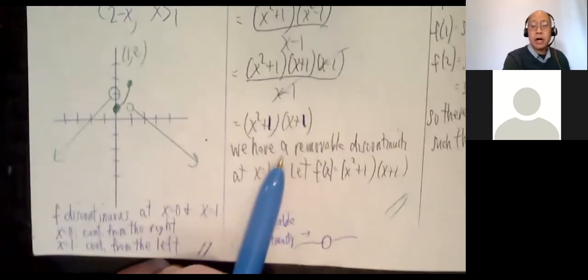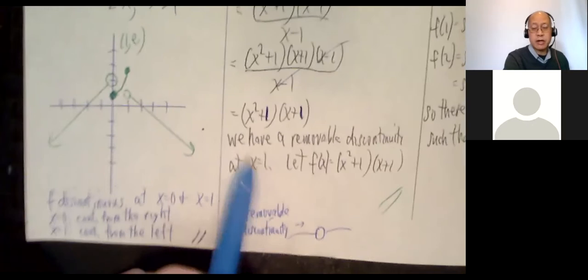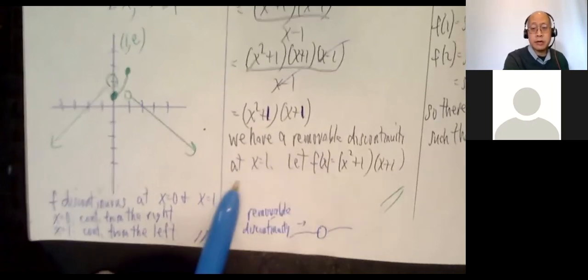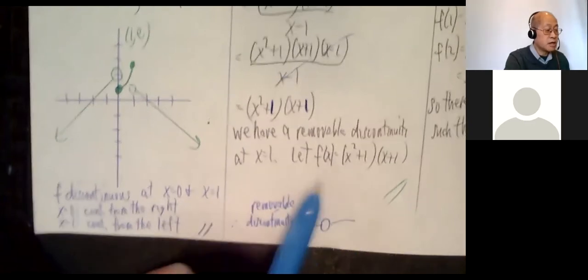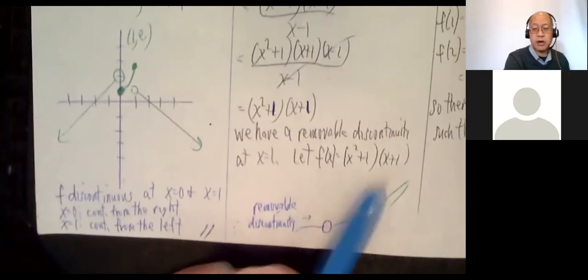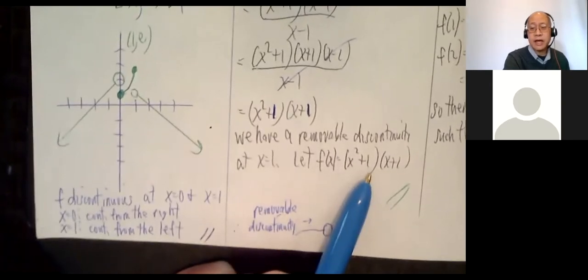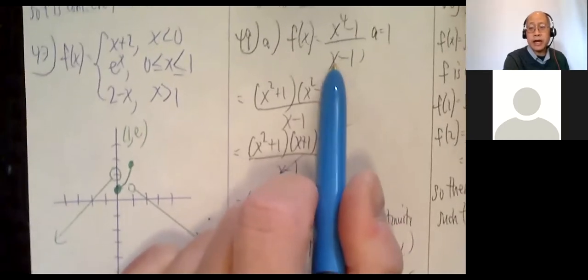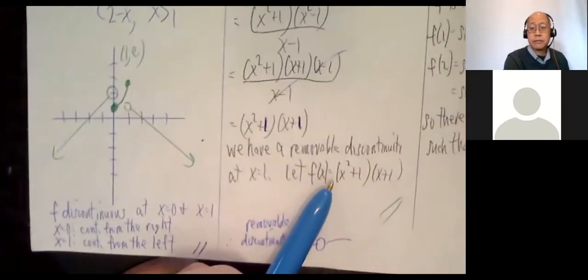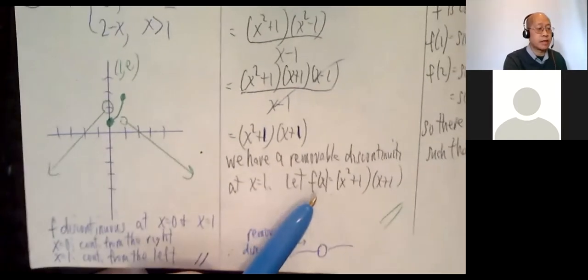So how do I plug up the hole? Just plug in x equals 1. So we have a removable discontinuity at x equals 1. So they're asking us to redefine the function. Here it is. f of x is x squared plus 1 over x plus 1, because whatever the graph of this looks like, it's exactly the same as this one, except there's a hole at x equals 1 here. So we have a removable discontinuity at x equals 1. So that's all.